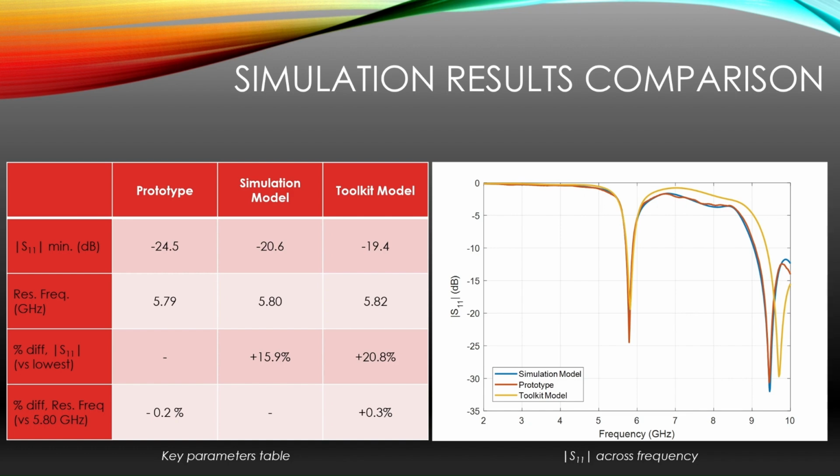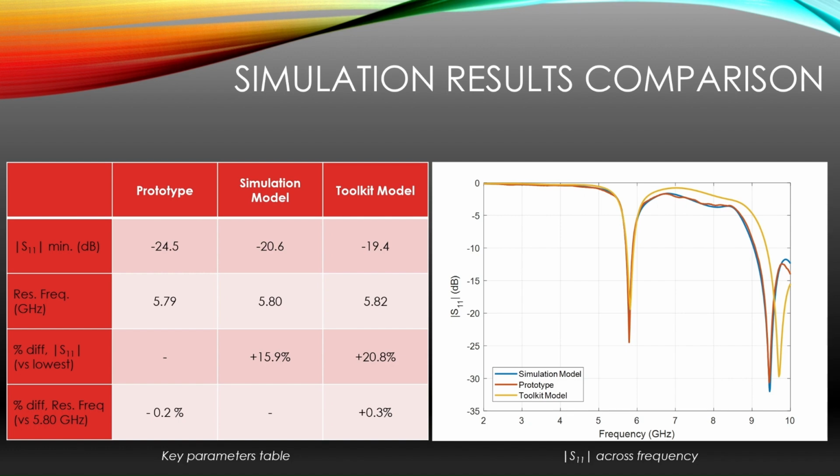So if we look to the left, we have a table analyzing and describing these results a little more systematically. The prototype antenna has the lowest reflection coefficient at its resonant frequency of -24.5, and the simulation model and toolkit antenna model come in close, both around -20 dB. The resonant frequencies are all quite close to 5.8, but only the simulation model gets it spot on. Comparing the differences between the 3 systematically via percentage, we see that the simulation model is indeed closer by only about 15.8% off from the prototype in terms of its lowest reflection coefficient.